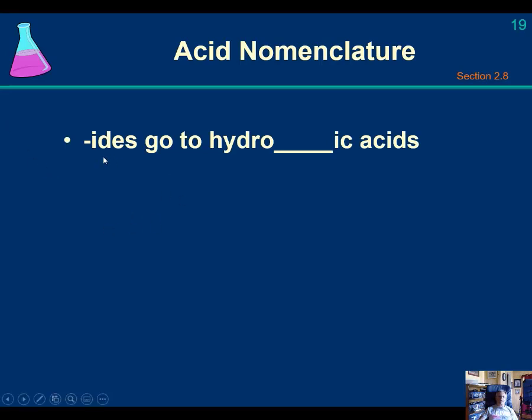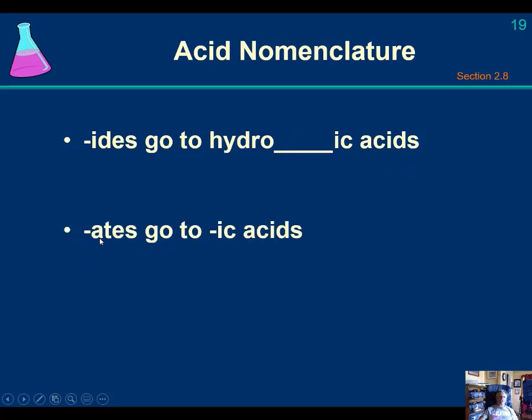If you have a binary acid like HCl, it's got an IDE, so HCl is hydrogen chloride. We're going to add a prefix, hydro, then say the anion name, and then add the suffix ic and the word acid.